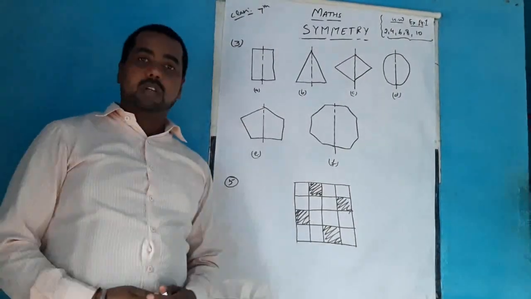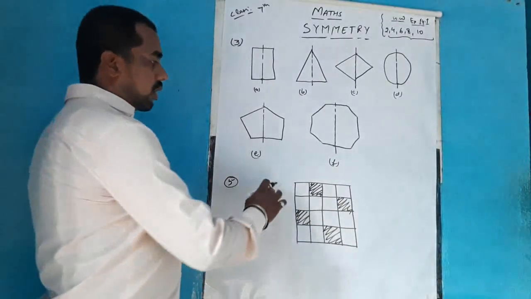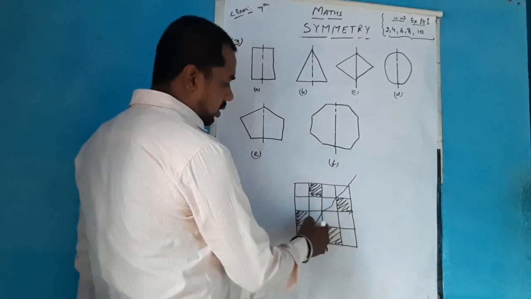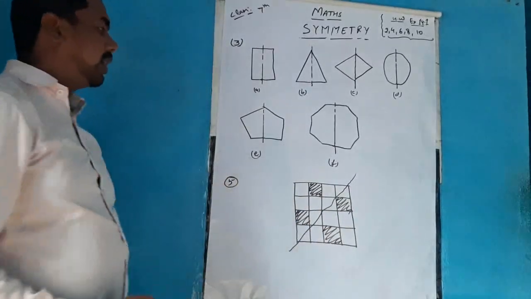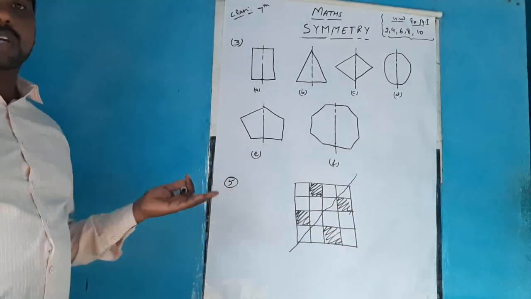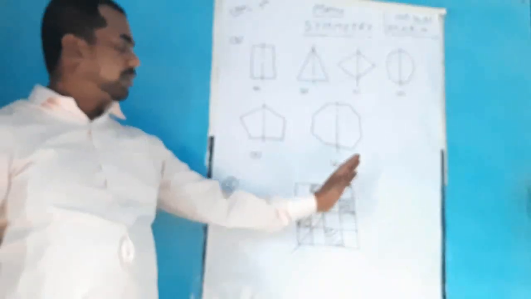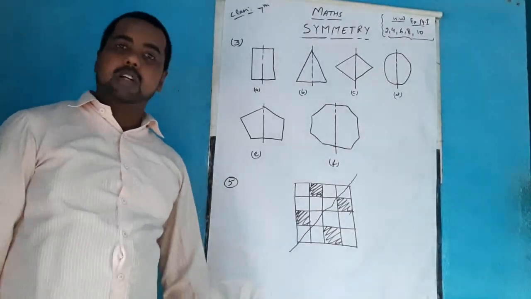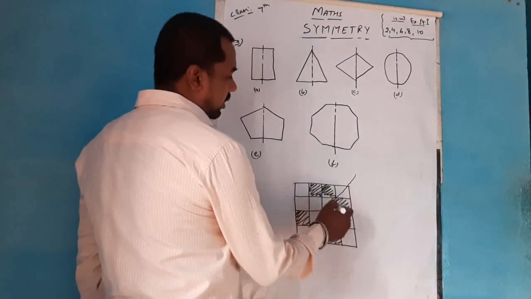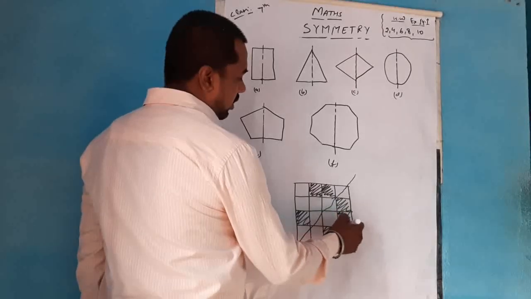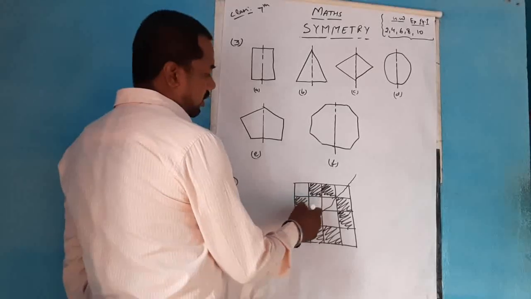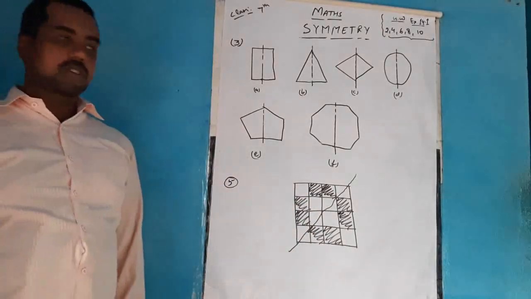Now when you come to question number 5, for completing your figure, you first have to draw a symmetrical line. Either you draw diagonally or horizontally or vertically. Then you will be able to see that when you put a mirror here, what other part of the square is not filled. Just fill that part. You will see that your figure should look like a symmetrical figure.